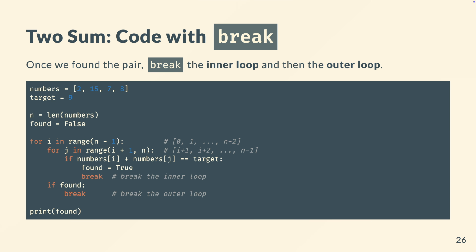Look at the first if statement. It's inside the inner loop. When we find a pair matching the target, we set found to True. Then we break the inner loop, so j stops moving. Look at the second if statement. It checks if found. That means if found is True, we break the outer loop and stop i from moving. So with break, once we know the answer is true, we do not waste time checking more pairs. We directly stop the inner loop and then stop the outer loop. This program is equivalent to the previous one, but this version runs faster.